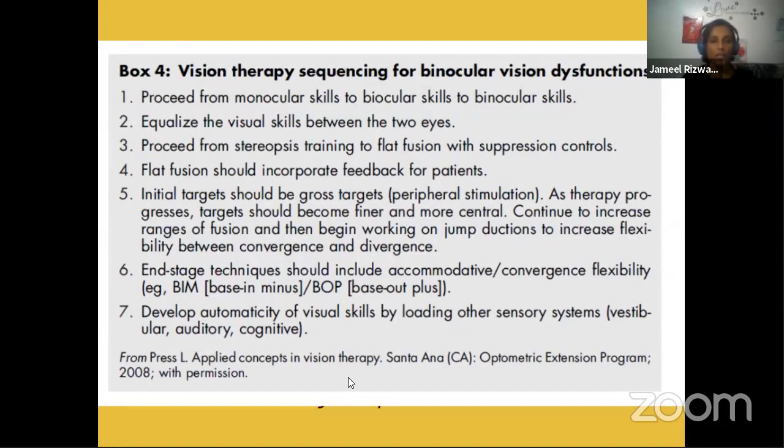If you want to start somewhere, remember the few key aspects that I discussed, which is start very easy, start very slow, and teach the important feedback cues to the patient.